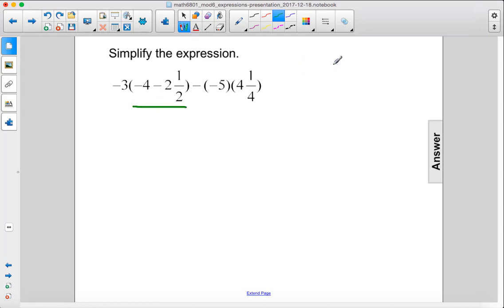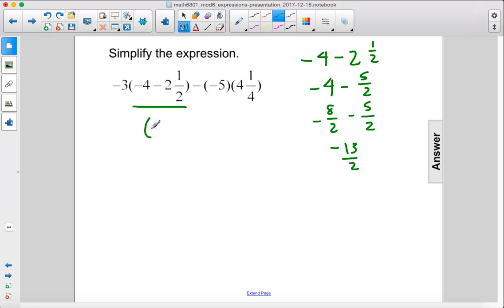I'm going to do this off to the side here to save a little room. We have negative 4 minus 2.5. So when we turn that into an improper fraction, we get 5 over 2. So we'll make this into 8 over 2 to have a common denominator, and then that becomes negative 13 over 2. So we can replace all of this with negative 13 over 2.